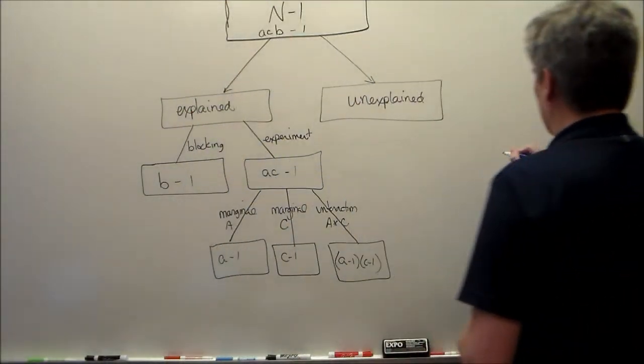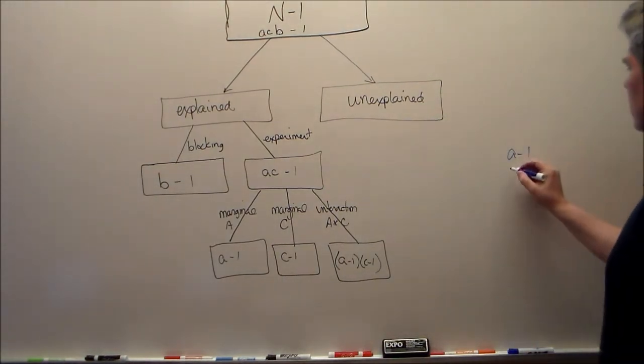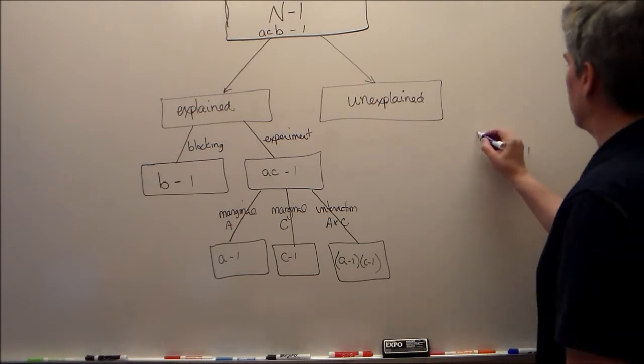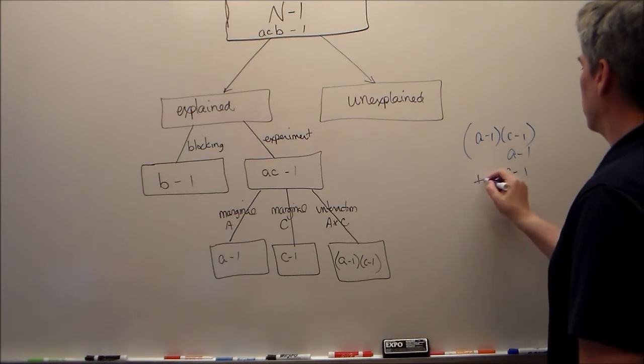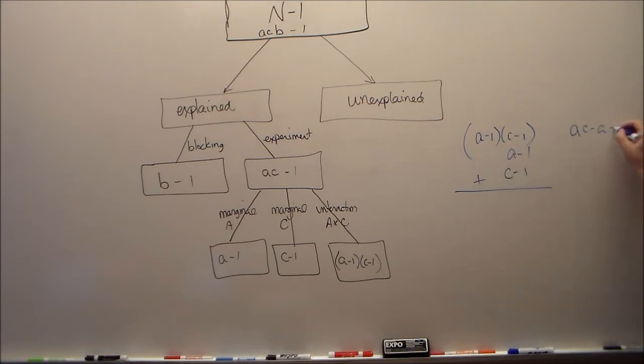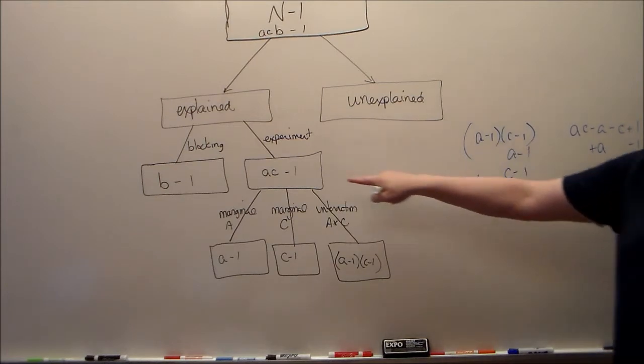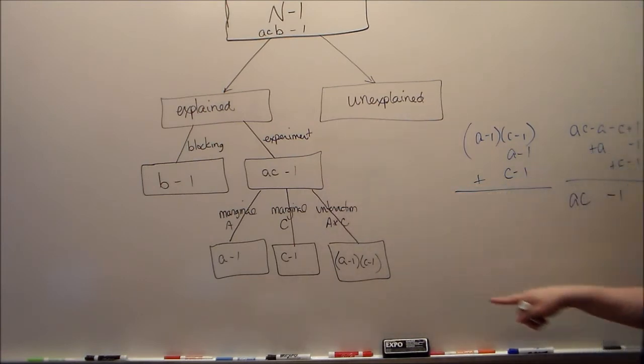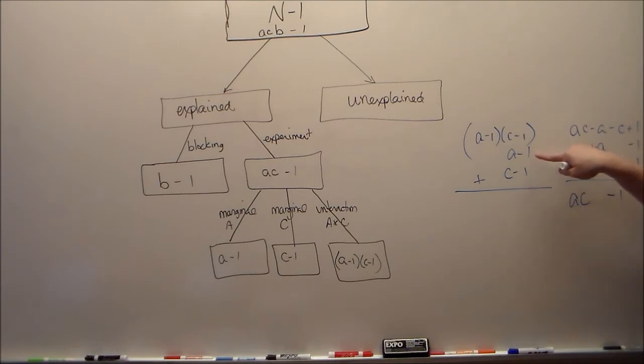So A minus 1 plus C minus 1 plus A minus 1 times C minus 1. I can't do this directly, I have to do the FOIL. A minus 1 times C minus 1 is AC minus A minus C plus 1, plus A minus 1, plus C minus 1. Does that come out to AC? Minus A, plus A cancels out; minus C, plus C cancels out; minus 1. So we've just shown that we have been able to partition this AC minus 1 from the experiment, the degrees of freedom from the experiment, into its three parts: the part for the marginal for A, the part for C, and the part for the interaction.